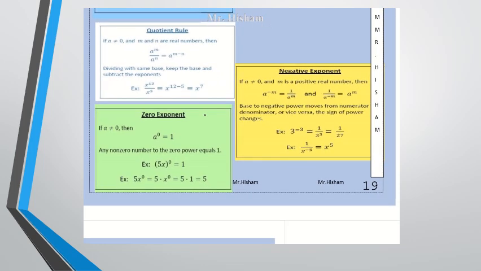Now we have the quotient rule. Quotient rule means divided, and divided in the book comes as a fraction sign. We don't write the divided sign as normal. So if I have x power 12 divided by x power 5, I subtract the powers. If I have x power 3 divided by x, and I mean x here is x power 1, so it's x power 2 after subtracting the powers.